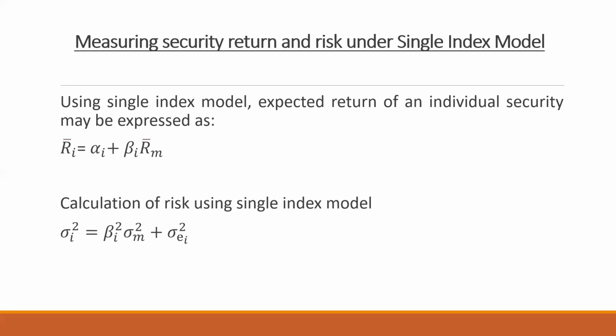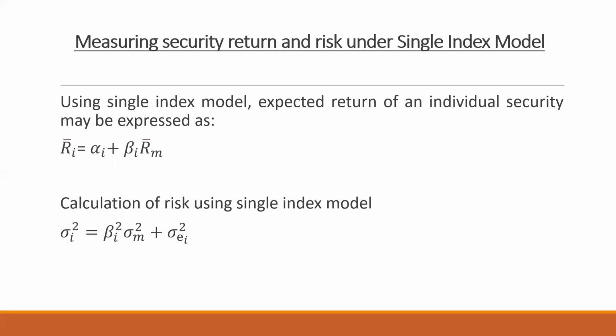The second part is beta value into RM. Beta is the constant that measures the expected change in RI given a change in RM. So if there is a change in the market index, to what extent is your security's return going to change? That is measured by the beta component. Now RM is the rate of return on the market index.